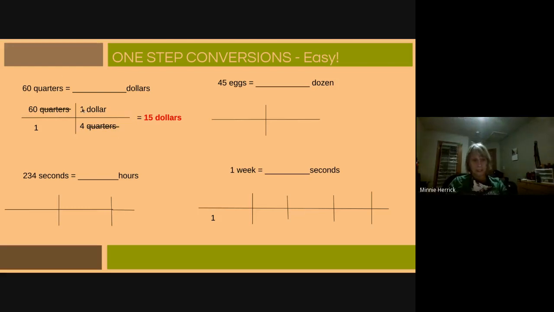This part here is the converting factor. The top and the bottom are equal.